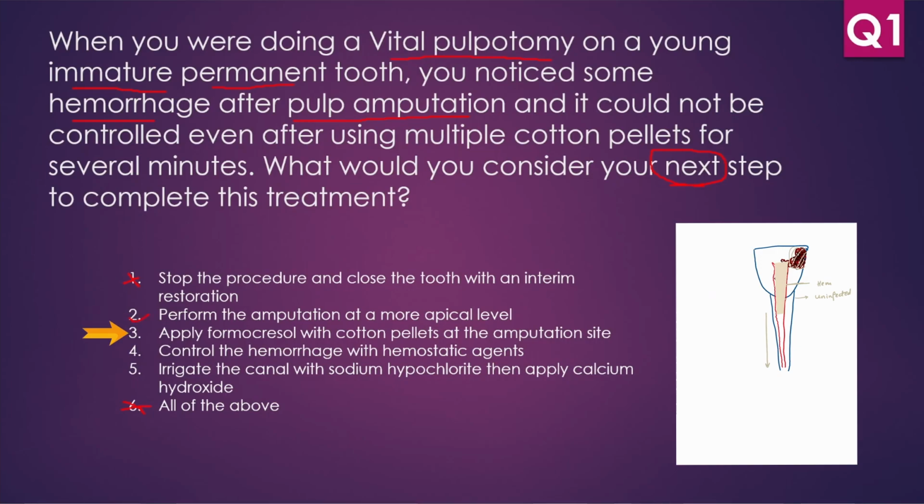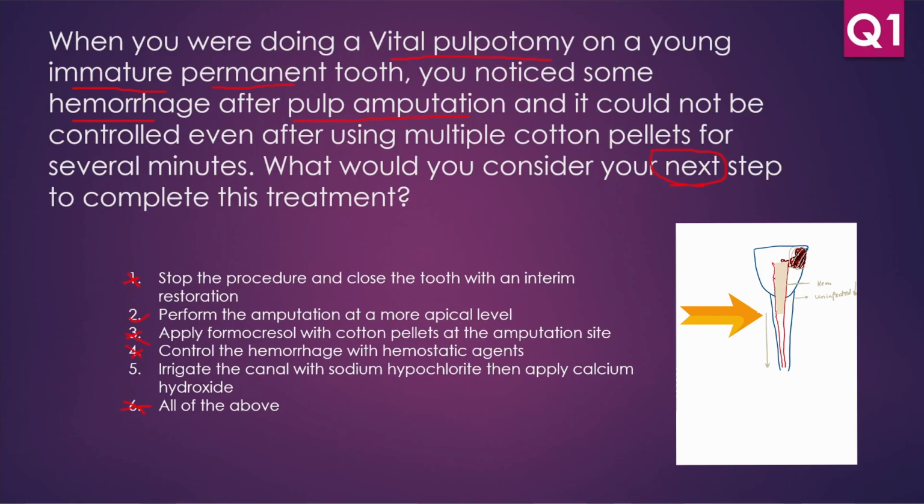Apply formocresol with cotton pellets at the amputation site. Please do not do this. Formocresol has a lot of side effects, and we do not use it nowadays. This is also a good option: control the hemorrhage with hemostatic agents. Now back to the diagram here. When you come to this point, and if you still don't get the bleeding to stop, that's when you apply hemostatic agents. So this would be after you've completed the amputation at a more apical level. This would be the step after this. So it's still not the next step, so we're not going to select that one.